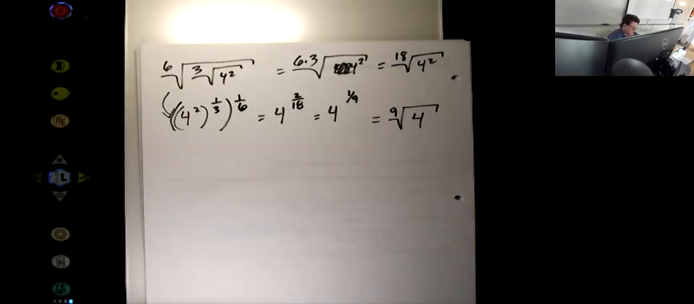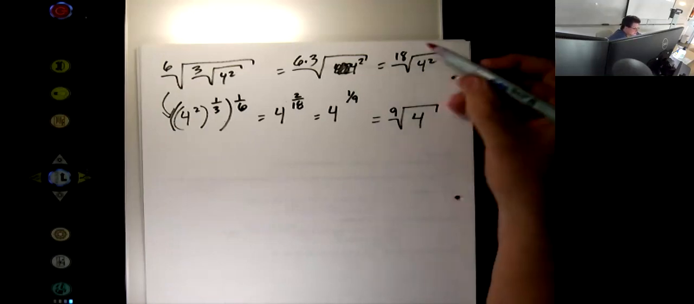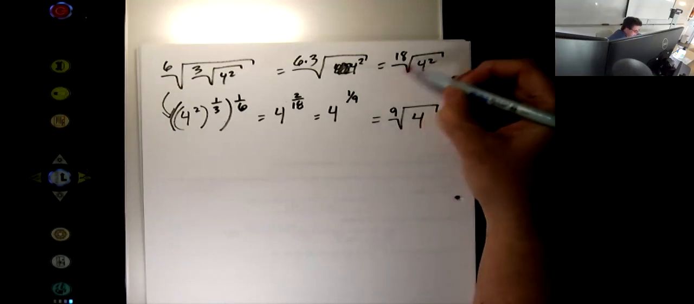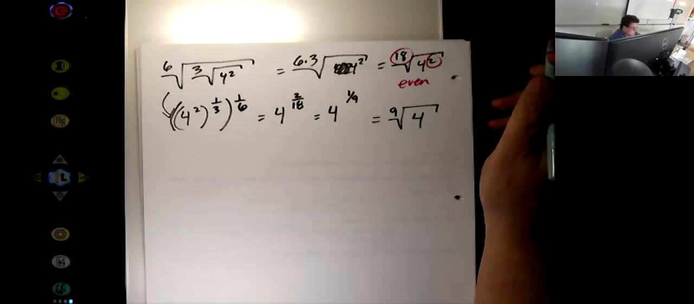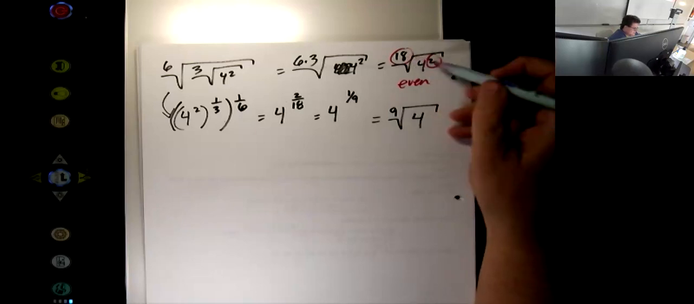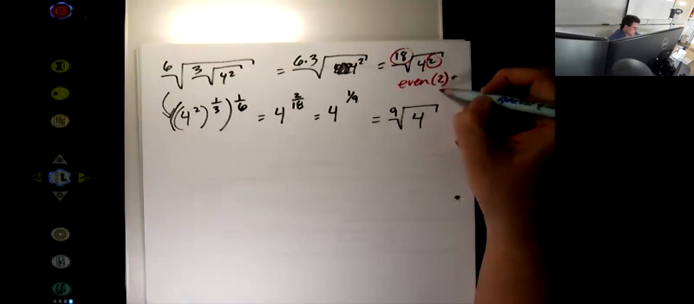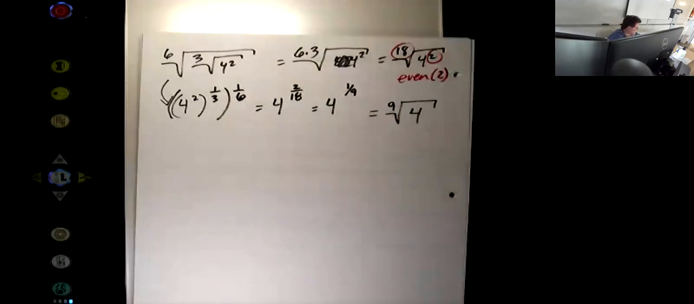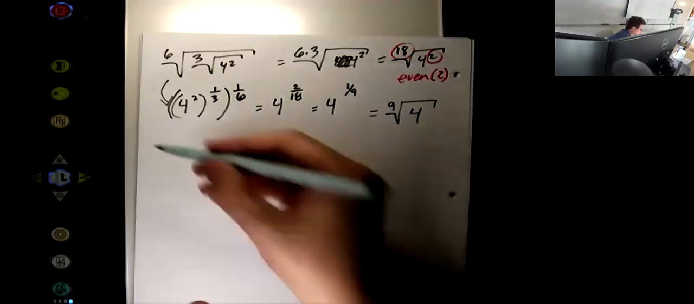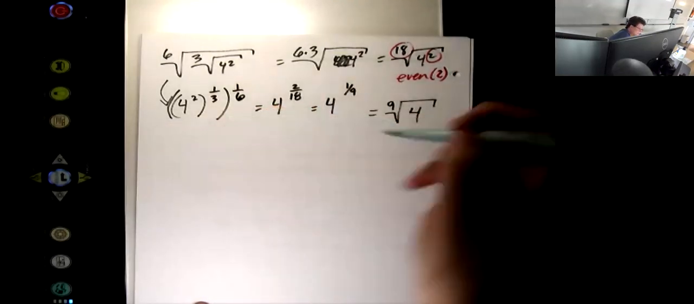By converting it to exponents, it's also easier to catch the fact that the index and the exponent here were both even. So we don't want to leave them where they have a common factor of 2. So writing them as exponents is the easier way to go. The 9th root of 4 is the answer.